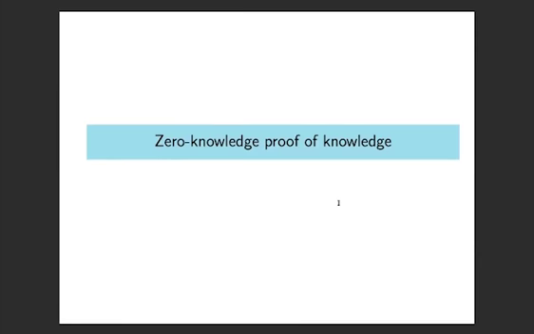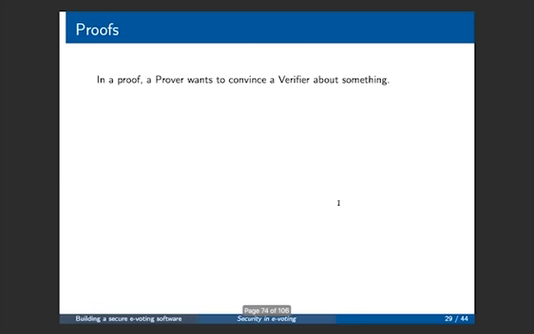For this, there is also one tool in cryptography that is called zero-knowledge proof of knowledge that ends up being quite helpful. In any proof, there is always a prover who wants to prove something to a verifier. So wants to convince of something, of some statement being true.